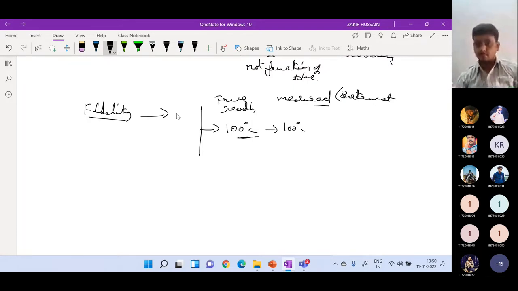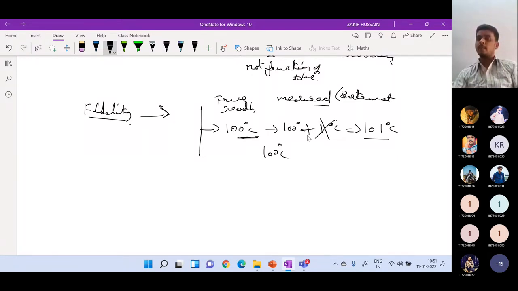If the instrument is having a dynamic error, what happens? The measured reading will show you plus 1 degree centigrade of dynamic error. So it will show 101 degree centigrade with the addition of that dynamic error. So fidelity is nothing but the true instrument reading without any dynamic error. So we have to cancel this dynamic error. If the instrument has no dynamic error, then it will show you a true 100 degree centigrade. Otherwise, it will add plus or minus 1 degree centigrade. That type of instrument is having a lag. That type of instrument is having a low speed of response.